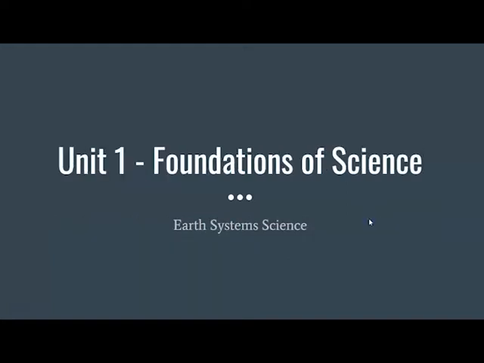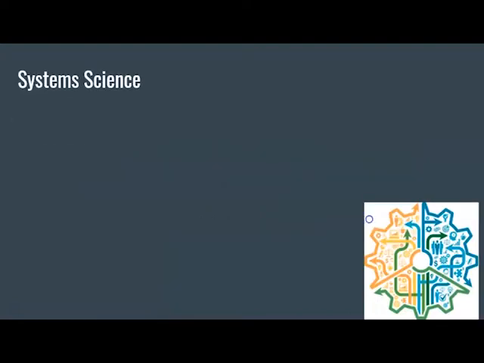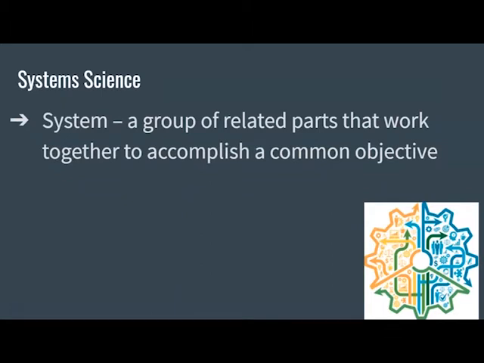All right, so today we are going to be getting into the foundations of earth science. And when we're looking at that, we're specifically going to be looking today at the earth systems. All right? A system is a group of related parts that work together to accomplish a common objective. So you should have just had to fill in two blanks there. Can anyone think of an example of a system?